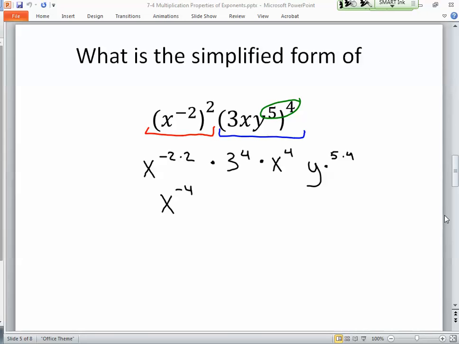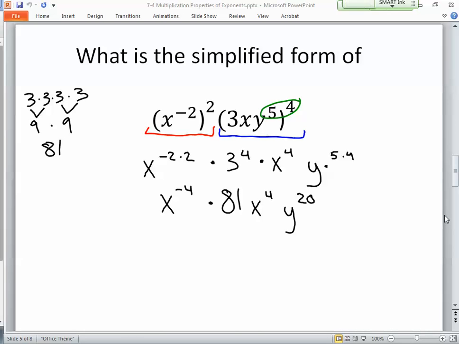Alright, so now when I come down to simplify, I have 3 to the fourth power. Well, that's equal to 3 times 3 times 3 times 3. This part is 9, and 9 times 9 is 81. So I come down, that's going to be an 81 right here. x to the fourth, nothing is going to change there, so I'll just write that as x to the fourth. And now I have y to the 20th power, 5 times 4.